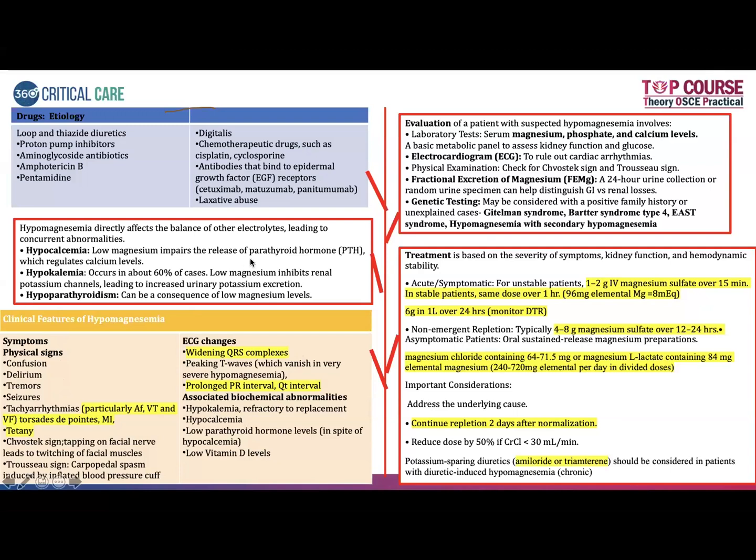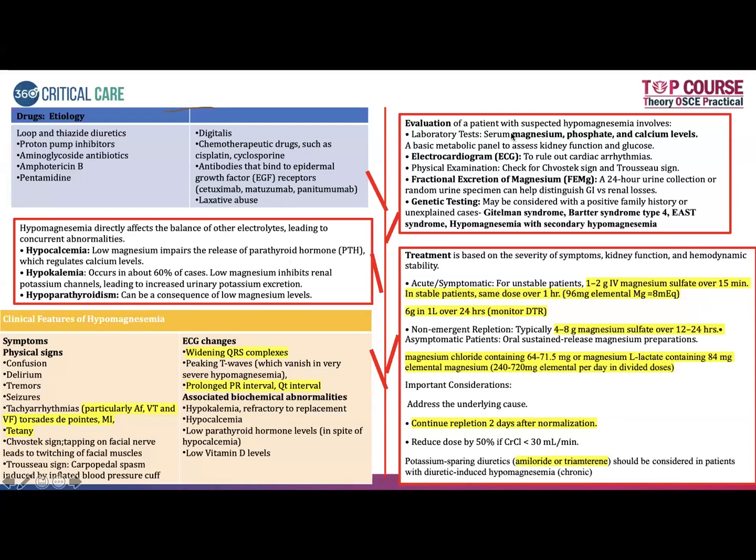Why is that? Because parathormone release is regulated by magnesium. Low magnesium impairs the release of parathormone, so the patient can have hypocalcemia. And low magnesium inhibits renal potassium channels, leading to increased potassium excretion, so thereby hypokalemia. In the kidneys, it causes hypokalemia. Hypoparathyroidism can also occur because of impaired release of parathormone. So these are the other electrolyte abnormalities.